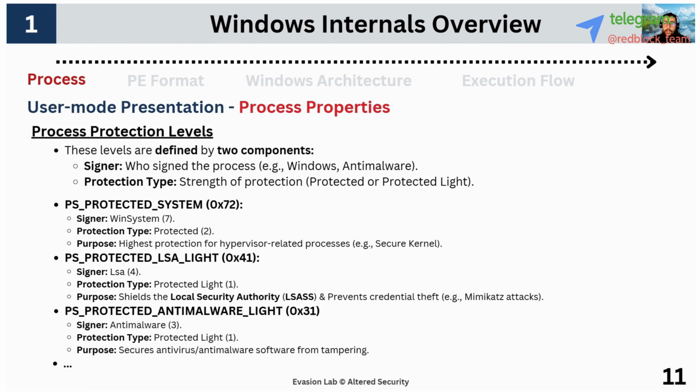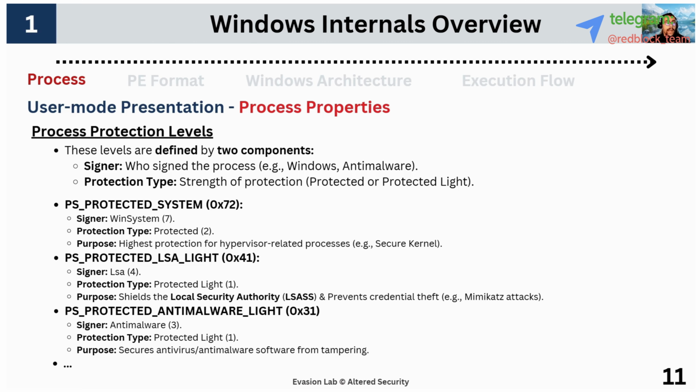Now let's take a look at process protection levels. Process protection levels define the security status of a process based on two factors: the signer and the protection. The signer identifies who signed the process, either Windows or anti-malware, and the protection type determines the strength of the protection, either protected or light protection, which is protected light.